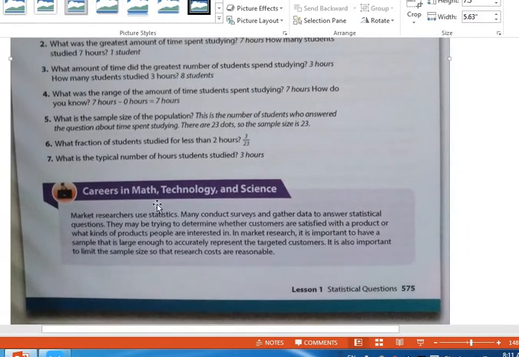Careers in math, technology, and science. Market researchers use statistics. Many conduct surveys and gather data to answer statistical questions. They may be trying to determine whether customers are satisfied with a product or what kinds of products people are interested in. In market research, it's important to have a sample that is large enough to accurately represent the targeted customers. It's also important to limit the sample size so that research costs are reasonable.